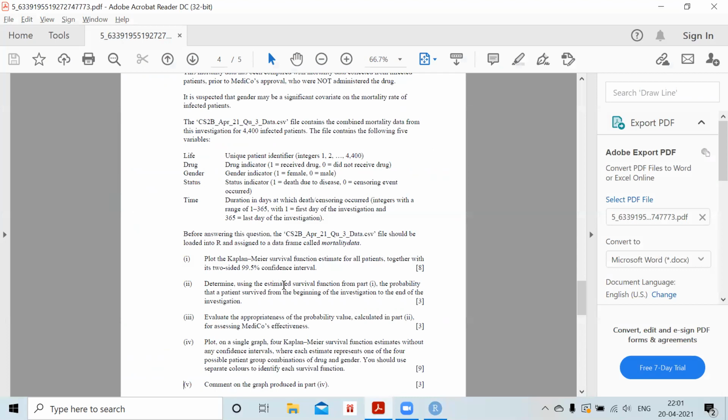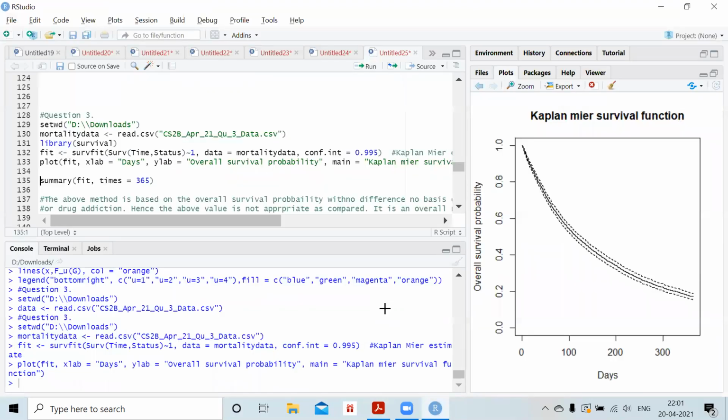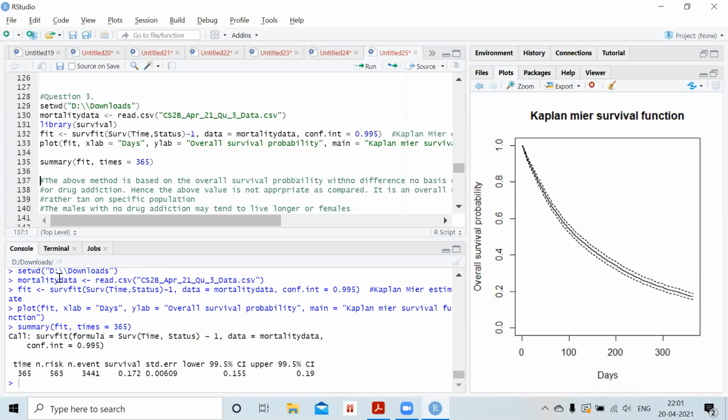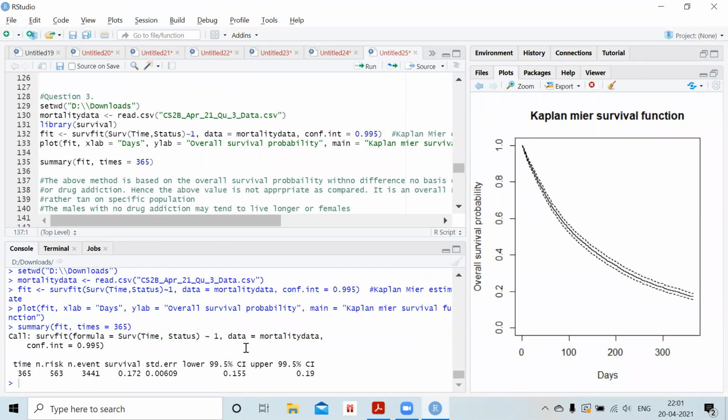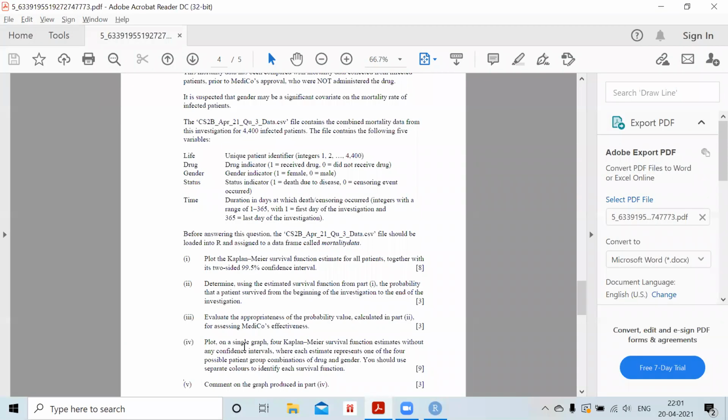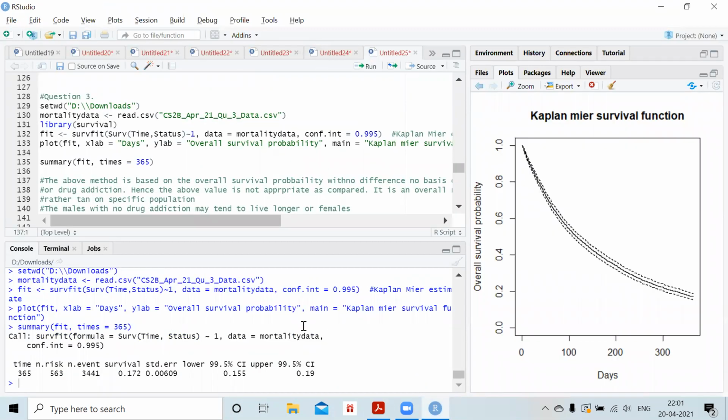Okay. Determine, using the estimated survival function from part 1, the probability that a patient survived from the beginning of the investigation period to the end of the investigation. This was very easy. We had discussed this earlier also in our video. Take the survival function at times equal to 365. So we write that the survival probability till the end of the year is 17.2%. The probability of the patient surviving from the beginning to the end of the investigation period is 17.2%. This is an overall probability. Now evaluate the appropriateness of the probability value. What I could say is that the above method gives an overall probability with no difference on the basis of gender or on the basis of the medicine provided.